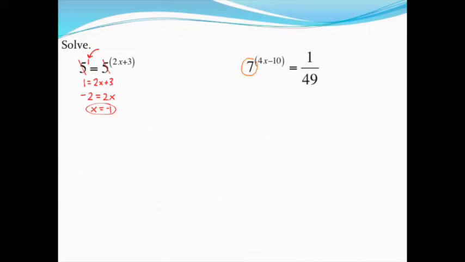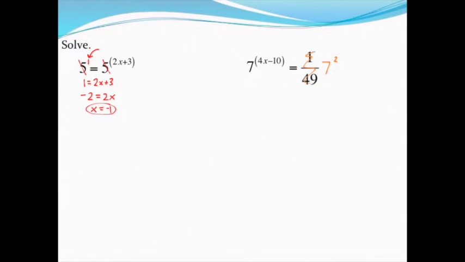Since this side has a base of 7, I'm going to ignore the 1 over 49. I'm going to figure out a way to write it as 7 raised to some power. Well, right away, 7 squared probably jumps out at you because you see that 49 and you know that 7 to the second power is 49. You're on the right track, but because it's 1 over 49, 7 squared won't work.